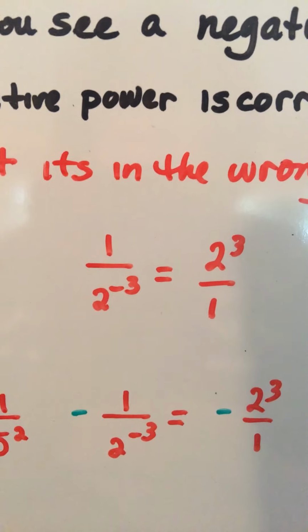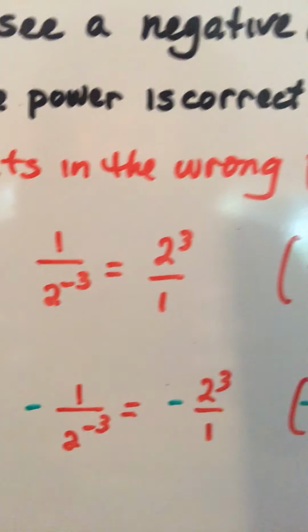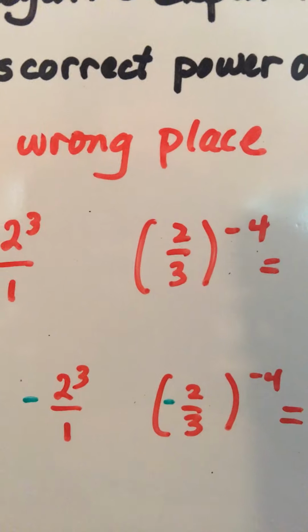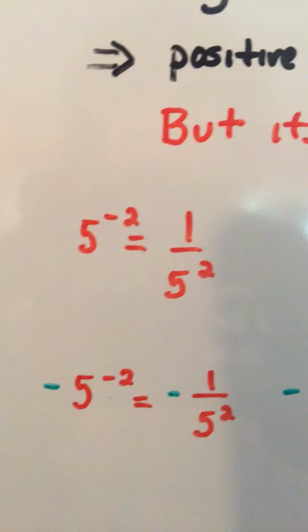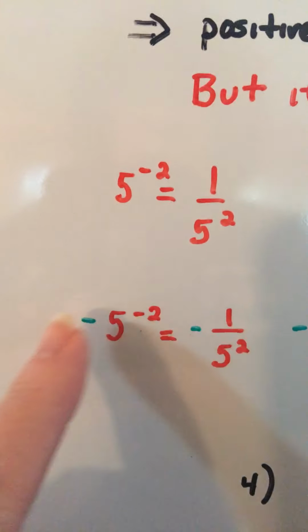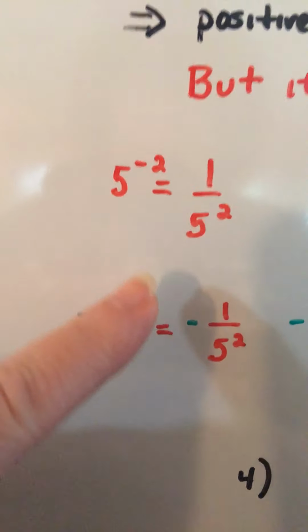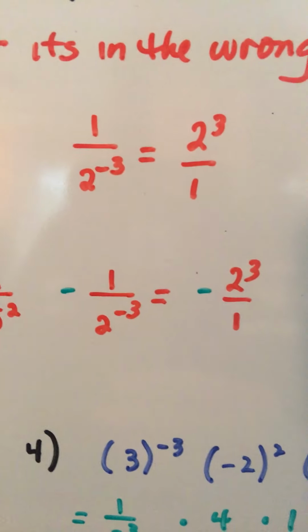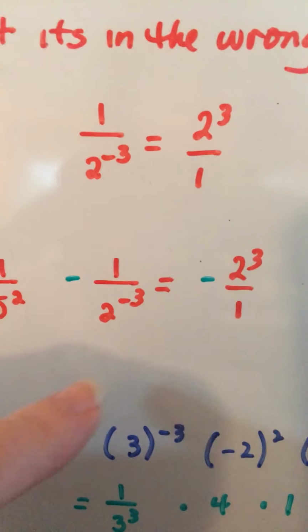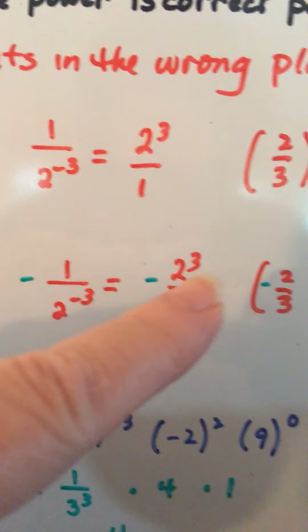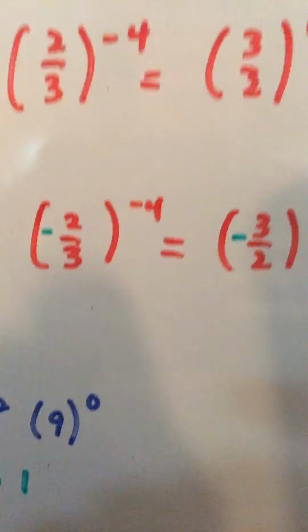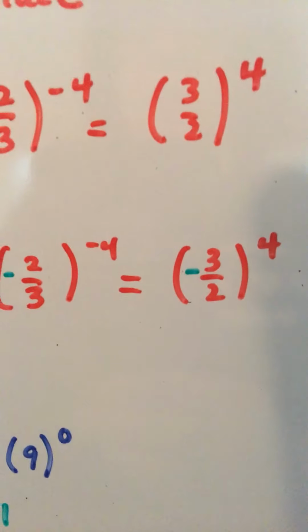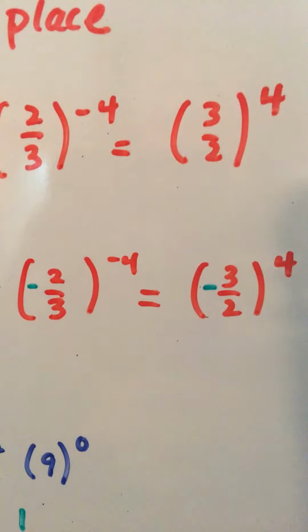1 over 2 to the negative 3 is not 2 to the third on the bottom, but on the top. 2/3 to the negative 4 is really do the reciprocal, 3/2 to the fourth. Notice when I have that cute little negative, no parentheses, so the negative stays, but 5 to the negative 2 becomes 1 over 5 squared. The negatives stay. 1 over negative 2 to the negative 3 is 2 cubed over 1. Notice the negatives stay when all I'm doing is rewriting the exponent, because an exponent, when I still have it, does not change the SIGN.